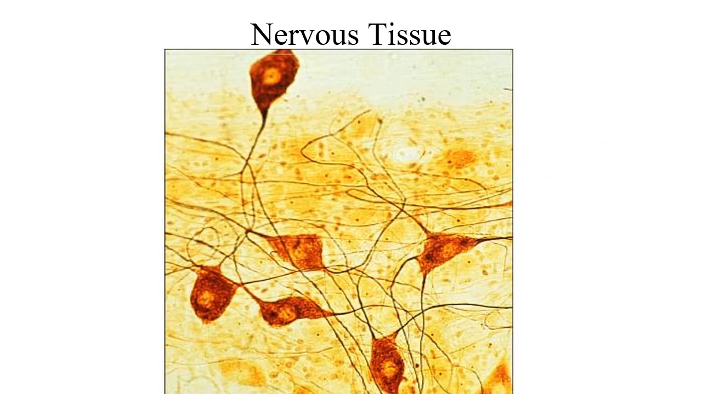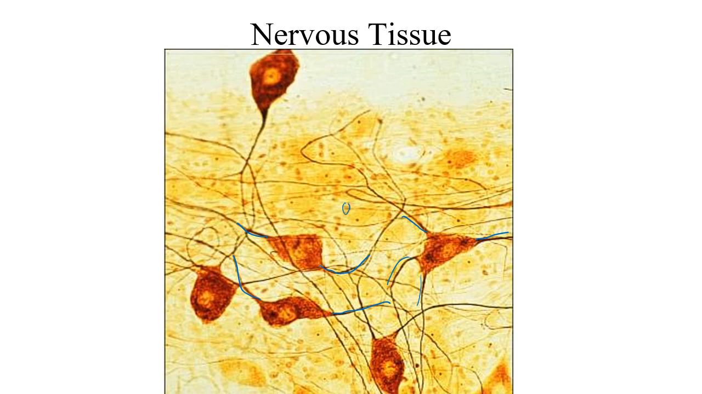Last up, we have nervous tissue. Nervous tissue has these big cells, big cell bodies for our neurons. And those neurons have processes that come out of them. Those processes are our axons and dendrites. That's how they communicate with each other.